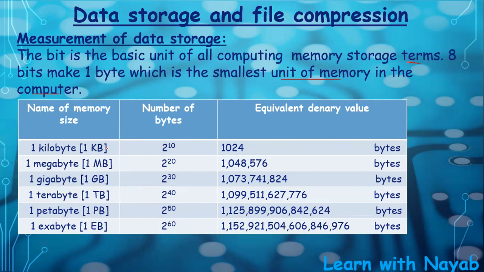So there are some terms for the memory measurement. 1 kilobyte equals 1024 bytes. 1 megabyte equals 1,048,576 bytes. 1 gigabyte, 1 GB, you also know about that, equals 1,073,741,824 bytes. Just like this, there are 1 terabyte, 1 petabyte, and 1 exabyte. These are all the terms of the memory measurement containing much bigger numbers of bytes.